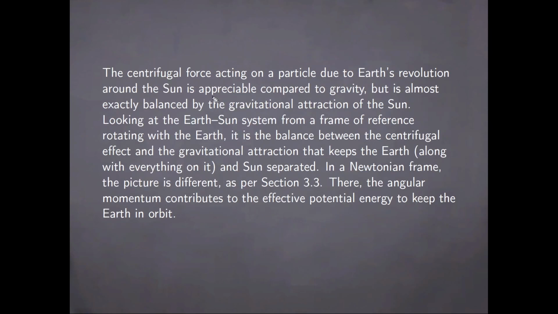The centrifugal force acting on a particle due to Earth's revolution around the Sun is appreciable compared to gravity, but is almost exactly balanced by the gravitational attraction of the Sun. Looking at the Earth-Sun system from a frame of reference rotating with the Earth, it is the balance between the centrifugal effect and the gravitational attraction that keeps the Earth and Sun separated. In a Newtonian frame, the picture is different, as we have seen in section 3.3. There, the angular momentum contributes to the effective potential energy to keep the Earth in orbit.